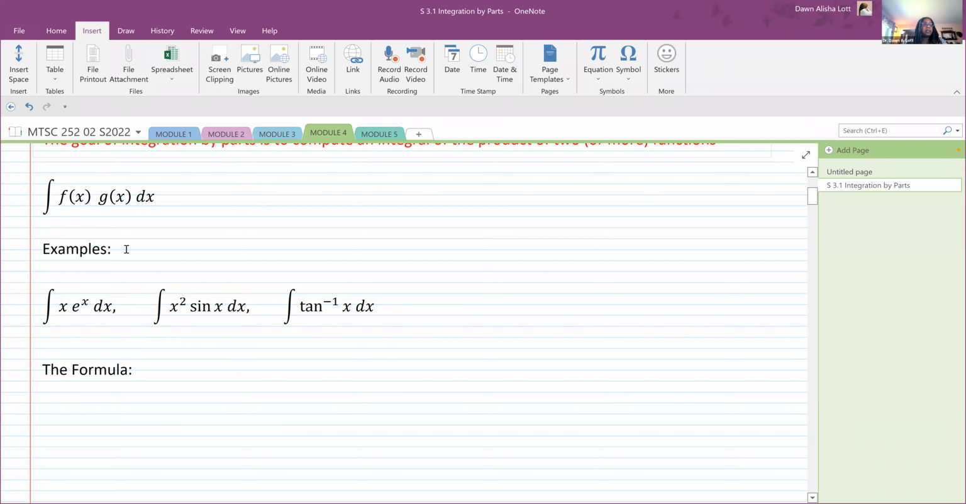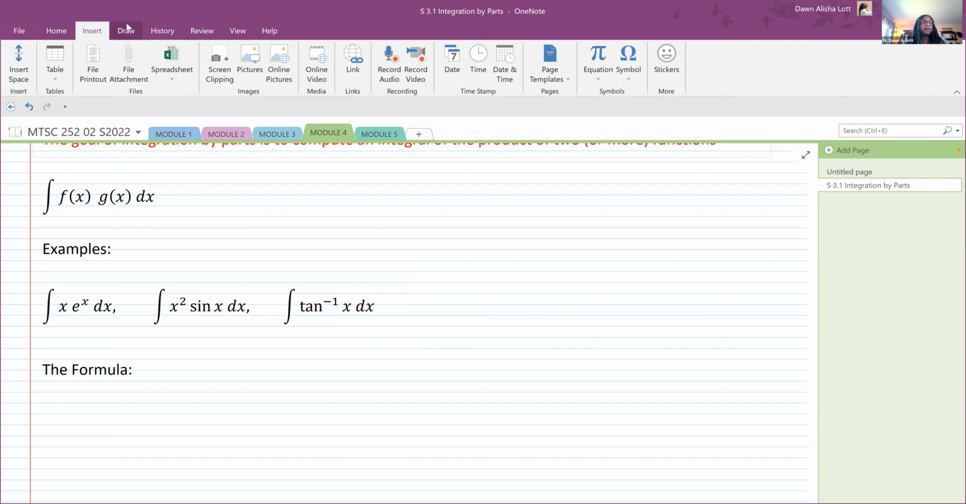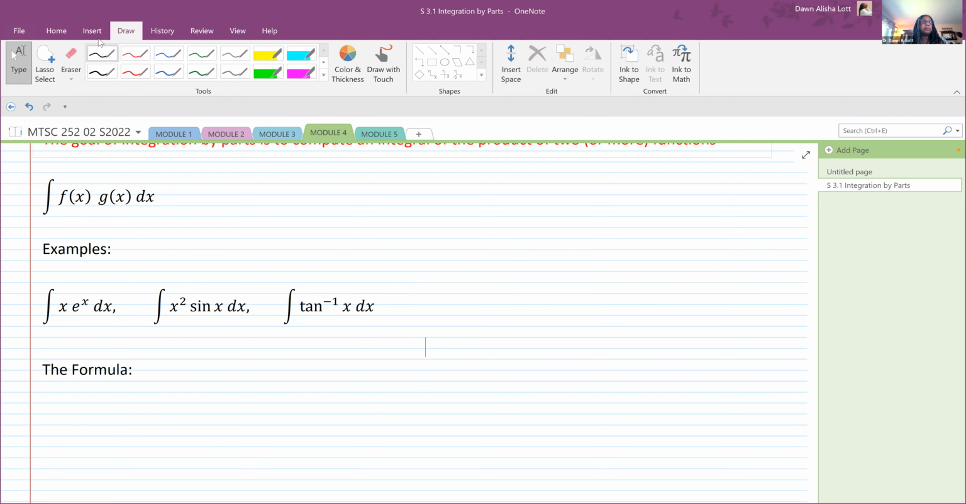Examples might be something that looks like the integral of x e to the x. That's a product of two functions. The integral of x squared times sine of x, again, product of two functions. And this is an odd case of when to use integration by parts, and we'll see how this comes into play. So let me derive for you the formula.